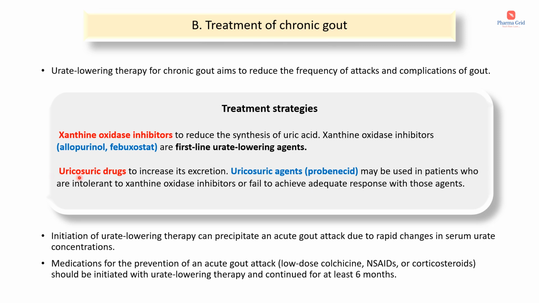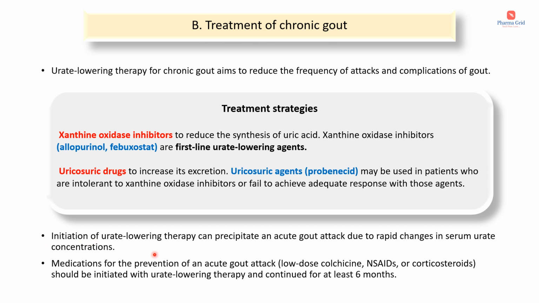And the next category is uricosuric drugs. They are mainly aimed to increase the uric acid excretion. Examples include probenecid. These uricosuric agents may be used in patients who are intolerant to xanthine oxidase inhibitors or fail to achieve adequate response with those agents.